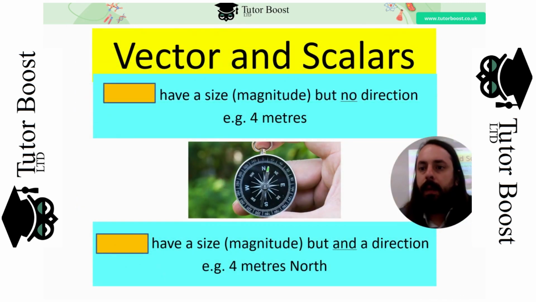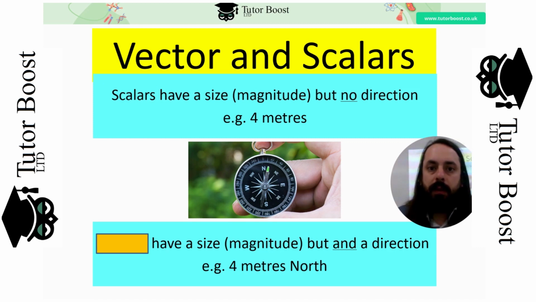Okay guys, so in physics we've got two different types of quantities. We've got scalar quantities and vector quantities. A scalar quantity will only have size or magnitude, but it will not have a specific direction. So for example, 4 meters. Okay, then vectors on the other hand will have size or magnitude and direction. It will have a specific direction. So in this case we've got an example, 4 meters north, because it has got a magnitude 4 meters, and a direction north. It will be a vector quantity.